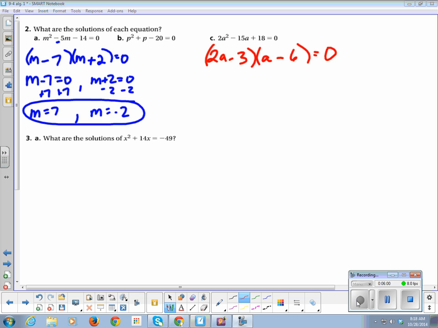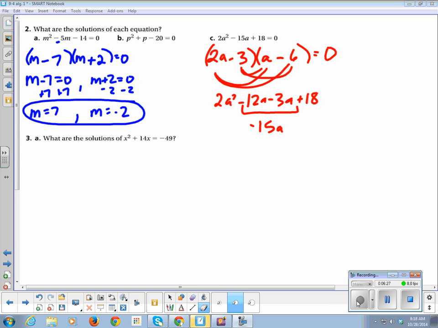Because when I FOIL this out, I'm not going to delete all this. So 2 times A is 2A squared. 2A times -6 is -12A. -3 times A is -3A. And -3 times -6 is +18. These two guys, -12A minus 3A is -15A. So it matches up. Just checking to make sure my factoring makes sense.